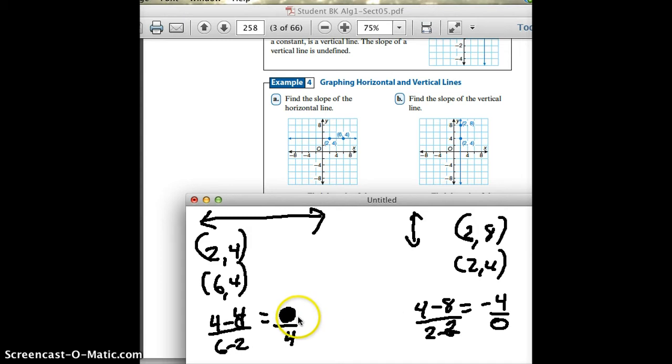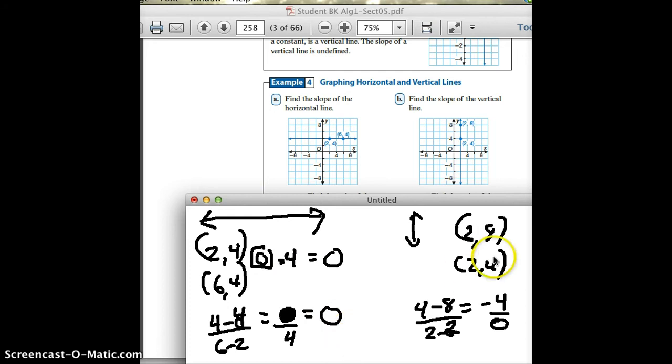Well, you've got to remember what a fraction means. 0 over 4 means, what number times 4 gives me 0? Let me say that again. What number, let's put it like this, a little box here, times 4 gives me 0? Well, that's obvious. It is 0. So this one is 0.